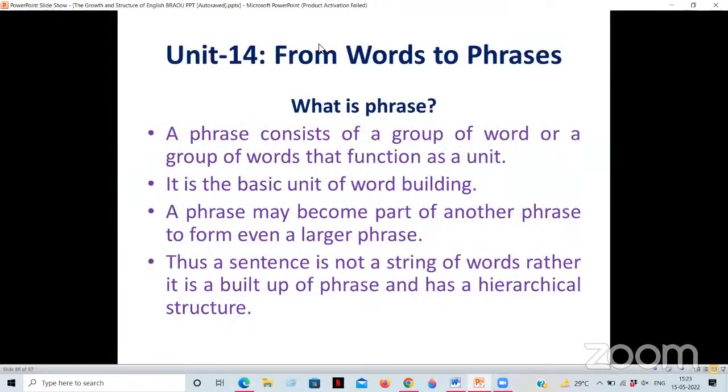Okay, I have mentioned it over here. A phrase consists of a group of words that function as a unit. It is the basic unit of a word building process. A phrase may become part of another phrase to form an even larger phrase. Thus, a sentence is not a string of words, rather it is built up of phrases and has a hierarchical structure.